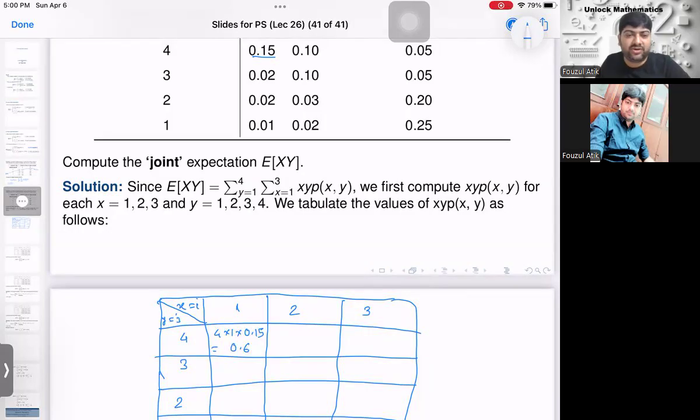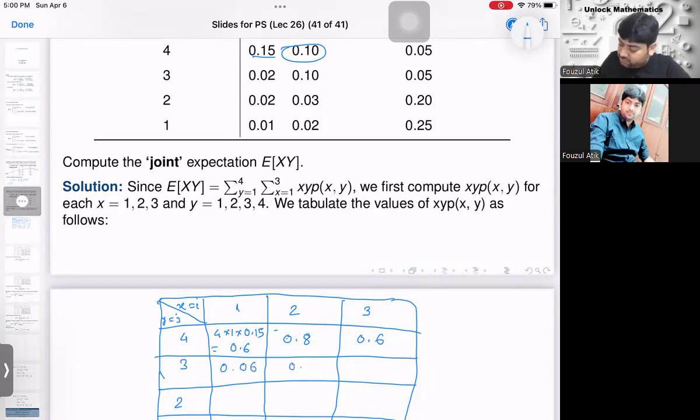Right? The same way we can do the other things. This value is what? 4 into 2, 8 into 0.10, so this is 0.8. And similarly, we can finish the table. So 3 4s are 12 into 0.05, so it is 0.6. And in this way, we can finish the whole table.